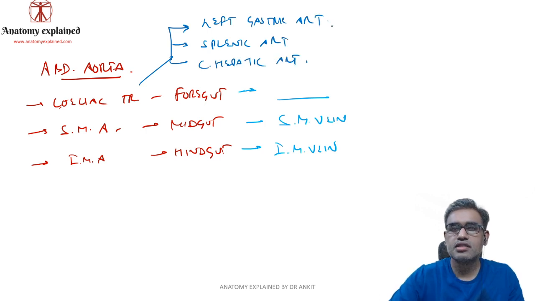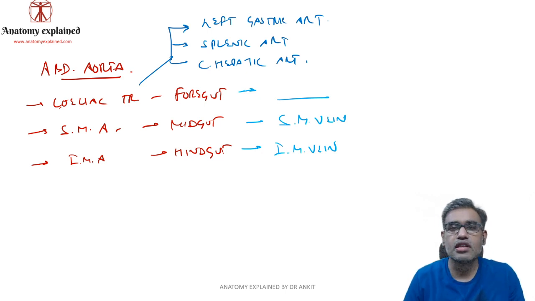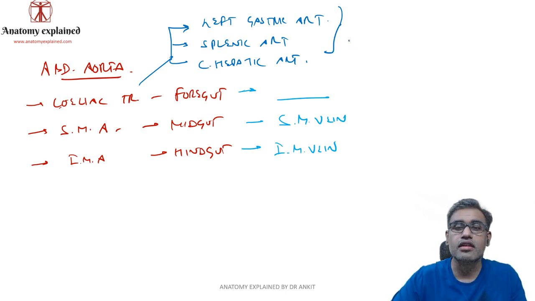So these three arteries are being given up by the celiac trunk, so the relevant veins should be present. We'll just see how the blood is taken back from this area supplied by these celiac trunk branches. For the superior mesenteric artery and inferior mesenteric artery, we have the relevant veins. For the celiac trunk, we need to understand what is happening over here.